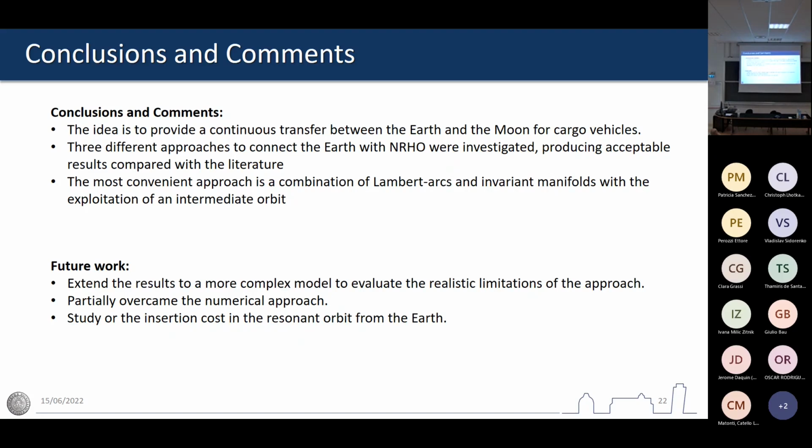In the future, as I was saying, it will be important to validate this approach, also to move to a more complex model, to insert the dependency on the date of this approach. And it would be also important to study how much it costs to launch something from Earth to reach the resonant orbit.